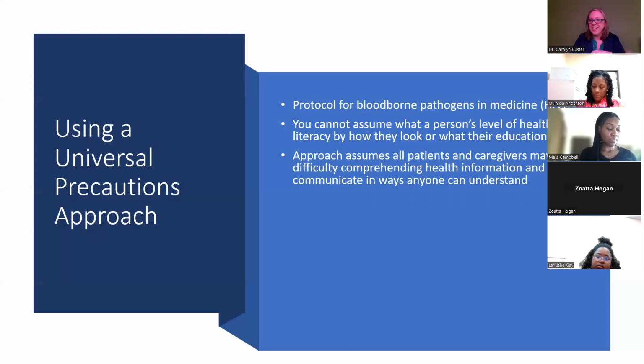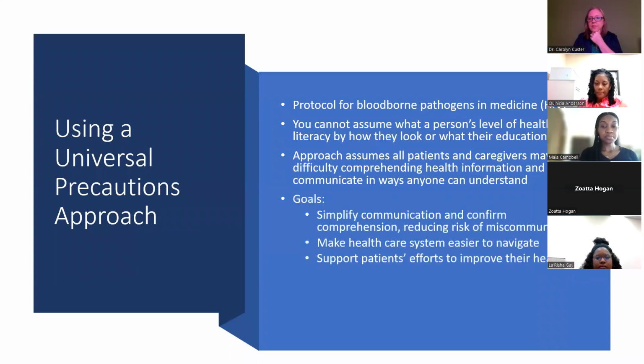And just an aside real quick, this information for the universal approach comes from the AHRQ Universal Toolkit. And that is one of the resources at the end of these slides. You will get a copy of the slides and there are links for everything. So if you want to look further into this, there's more information. So the goals of this really are to simplify communication, confirm comprehension, reduce the risk of misunderstanding, miscommunication, making our system easier, which is so important, and really supporting our patients' efforts to improve their health.